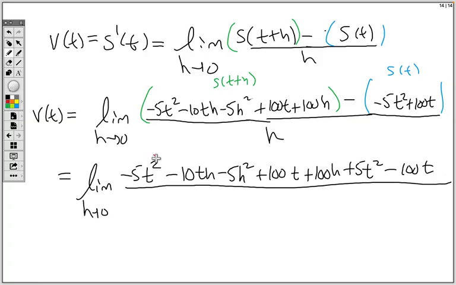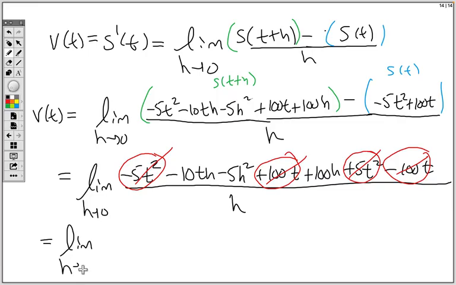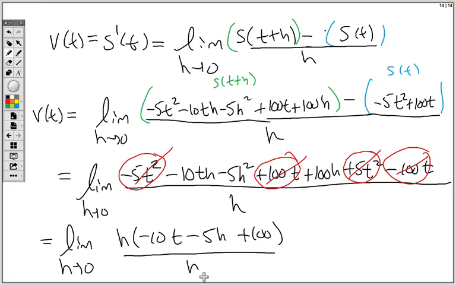And now we can see what happens. The minus 5t squared is going to cancel out with the positive 5t squared. The positive 100t is going to cancel with the minus 100t. And lo and behold, everything that's left over has an h in it, which means that I can factor that h out and cancel it out. And now with what's left over, I can plug in h equals 0 and get negative 10t plus 100. And so that's my velocity.